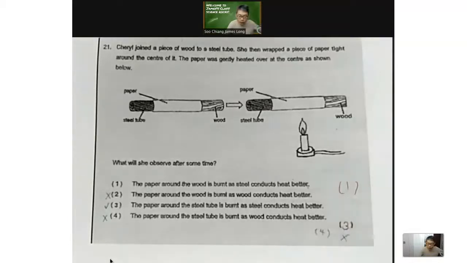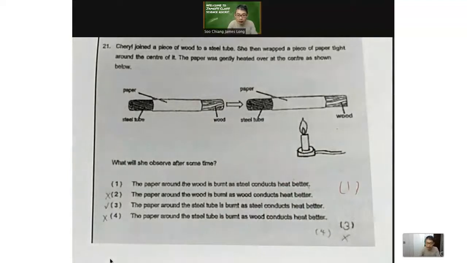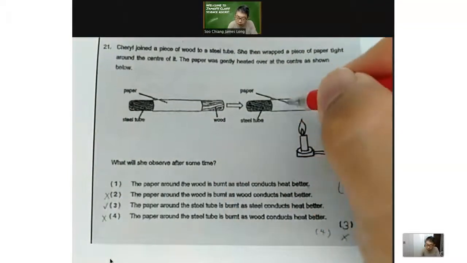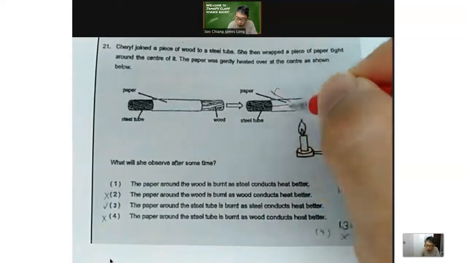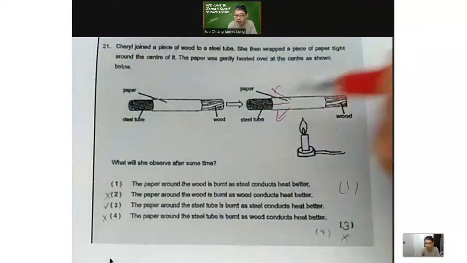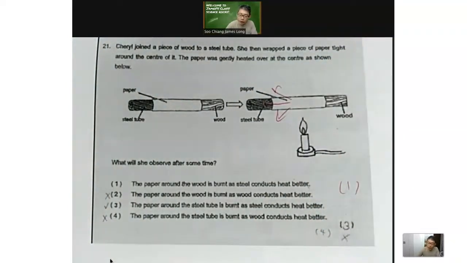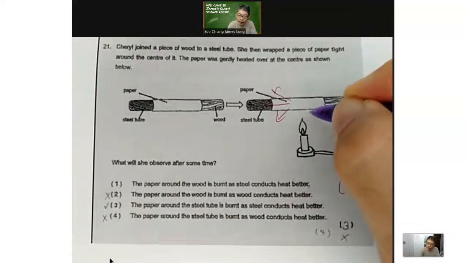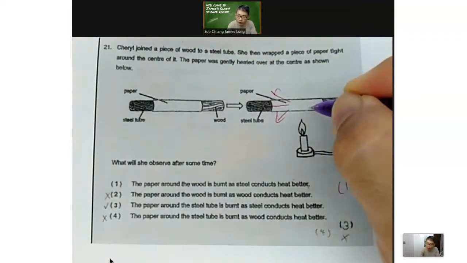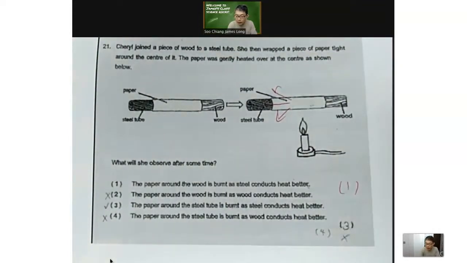Now, how do I get to the answer 1? So basically it's this. You know that steel is a better conductor of heat than wood. So a better conductor means if I put the flame here, the steel will conduct the heat away from the paper. So the paper doesn't burn so easily. Whereas here, because wood is a poorer conductor of heat, the heat that is applied to the paper, which is just above the wood, will not be conducted away so easily.